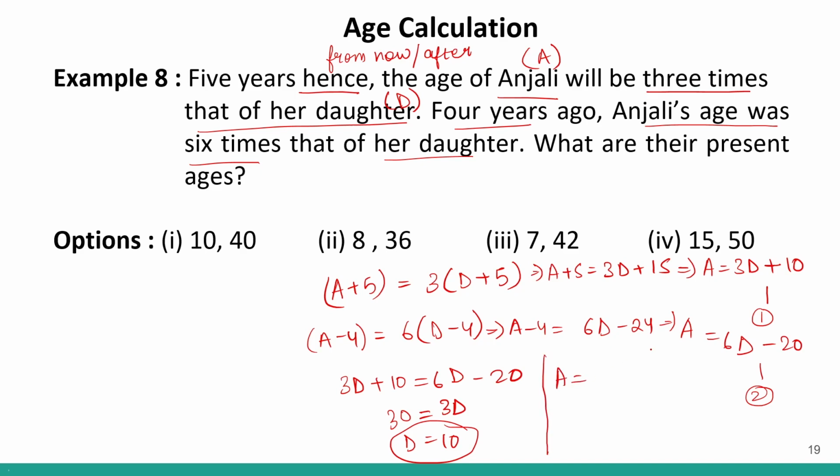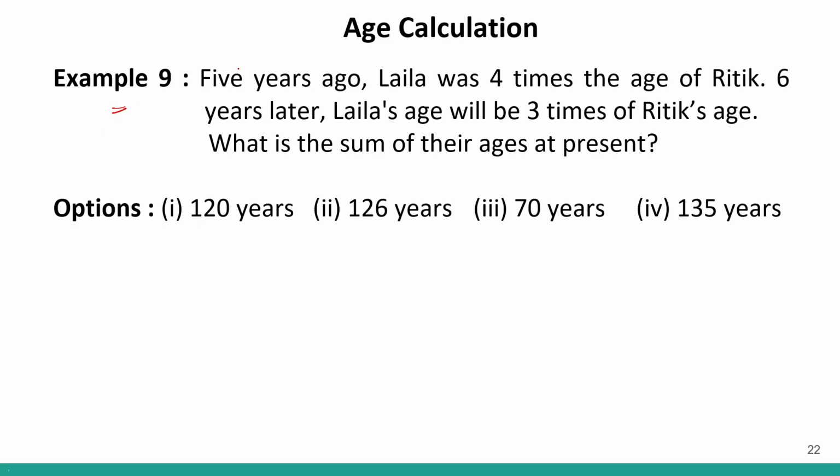A's age, if I put in equation number 1, it will be 3 into 10 plus 10. In place of D, I have put in the age, which is 10. So it will be 30 plus 10, which is equals to 40. So Anjali's age will be 40 and daughter's age will be 10. This is given in option number 1. So option number 1 will be your correct answer. Clear?